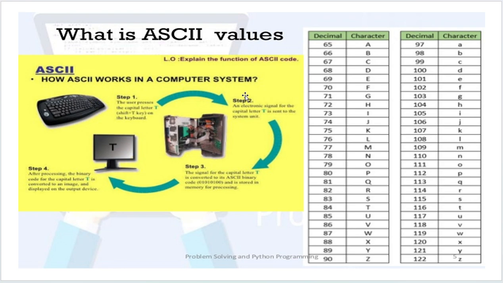And this is an example diagram that tells you how, when a key is pressed, for example if the alphabet A is pressed, it is converted to ASCII values, and how for each and every character the ASCII values have been converted. So if you look at this diagram, step one is when a user presses a letter, either a small case letter or a capital letter.